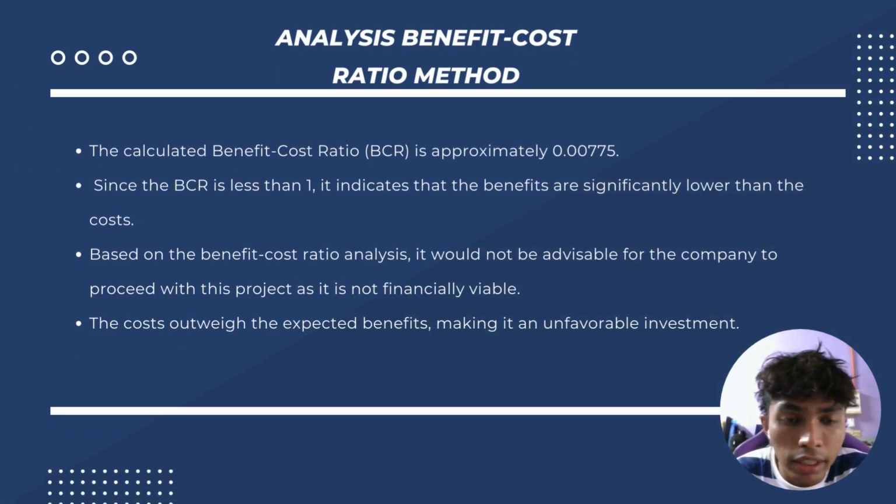And from all the data we obtained, we can analyze the benefit cost ratio method. The calculated benefit cost ratio, which is BCR, is approximately 0.00775. Since the BCR is less than 1, it indicates that the benefits are significantly lower than the cost. Based on the BCR analysis, it will not be advisable for the company to proceed with this project as it is not financially viable, and the cost outweighs the expected benefits, making it an unfavorable investment.